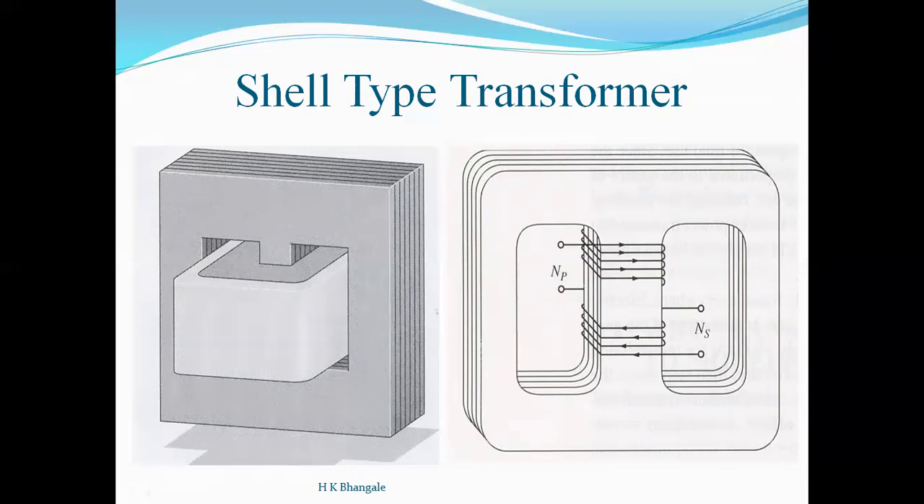Now, in the construction of the shell type transformer, coils that are generally multi-layer disc type or sandwich coils are used. The core is laminated, and while arranging the laminations of the core, the joints at alternate layers are stacked. This is done to avoid a narrow air gap at the joint right through the cross section of the core. So this is about the construction of a shell type.